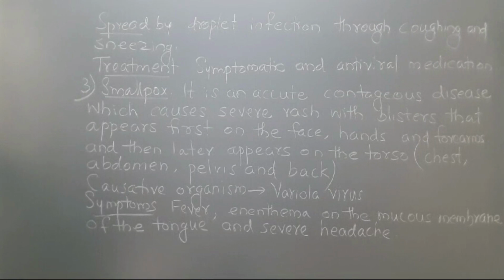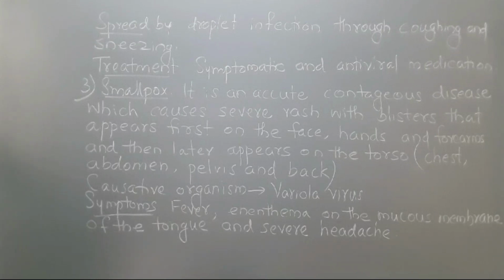Then third one is smallpox. It is an acute contagious disease which causes severe rash with blisters that appears first on the face, hands and forearms, and then later appears on the torso. What is torso? Torso means the main part of the body, that is chest, abdomen, pelvis and back. That is called torso.